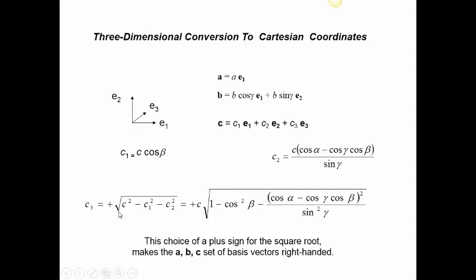The square root can be either plus or minus. If you choose the square root as plus, you'll get a right-handed system. If you choose it as minus, you'll get a left-handed system. And in crystallography, we always choose the right-handed system, so it will be a positive. And then when you substitute C2 and C1 into that equation, that's the full equation that you get.